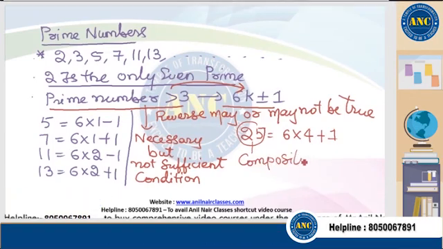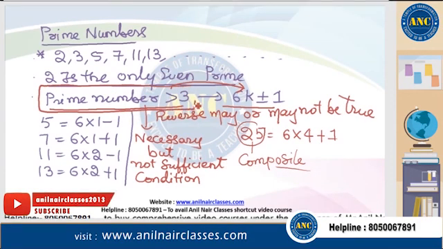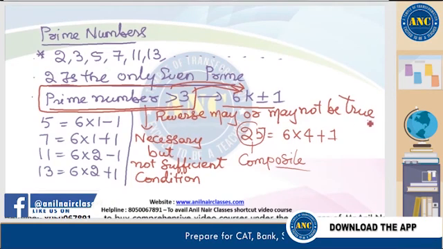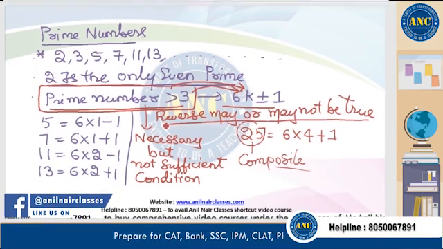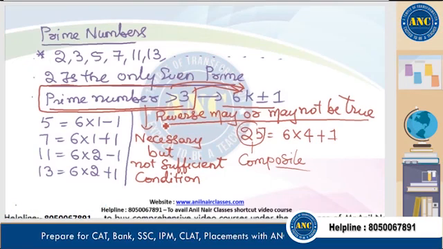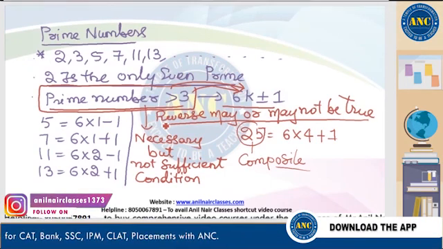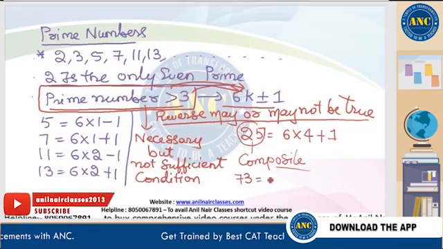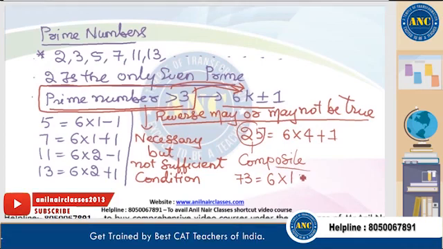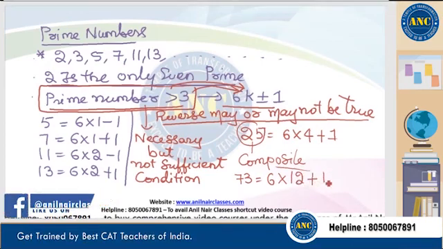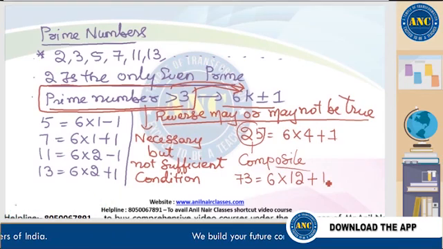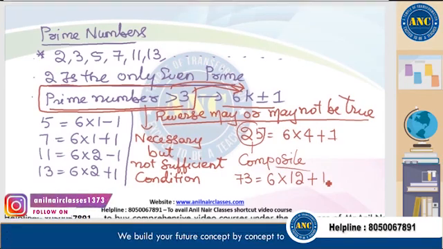Listen carefully to this line. Every prime number greater than 3 is of the form 6k plus or minus 1. But what is the reverse case? All the numbers which are of the form 6k plus or minus 1, it may be true, it might not be true. Suppose I take 73, it is nothing but 6 into 12 plus 1. Is 73 a prime number? Yes, it is a prime number.